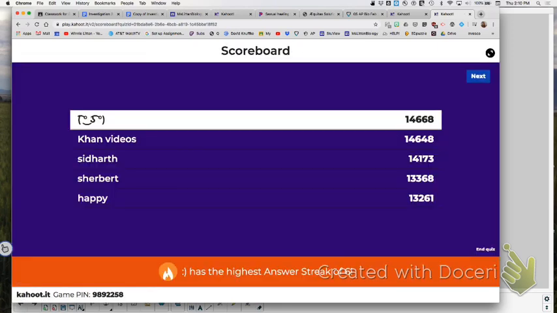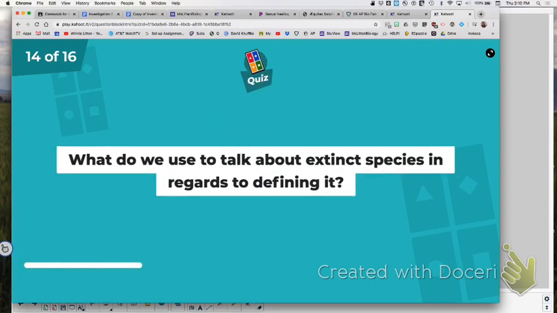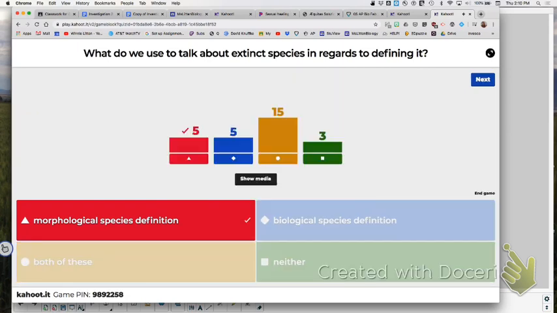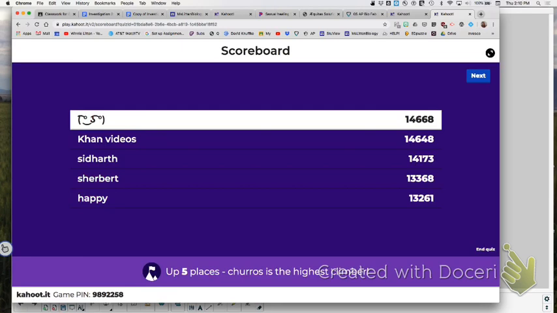Scoreboard, let's see. Smiley Face has the highest answer streak of 6. Good job, Smiley. Think about what we use to classify extinct species. Could they be a fossil, perhaps? No. Remember, guys, morphological species. Remember about structure because they're extinct? Okay. All right. Lenny Face, con videos. Up 5 places, churros. Good job, churros.